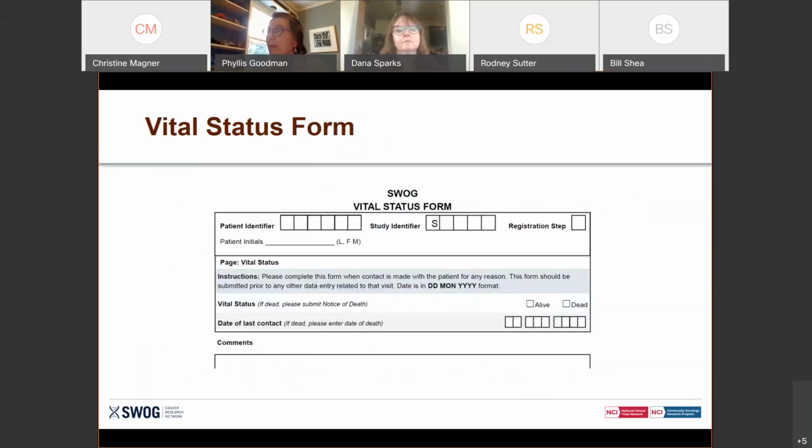The form is very simple and only asks for two questions: the patient's vital status, that is, is the patient alive or deceased, and the date of the last contact date.